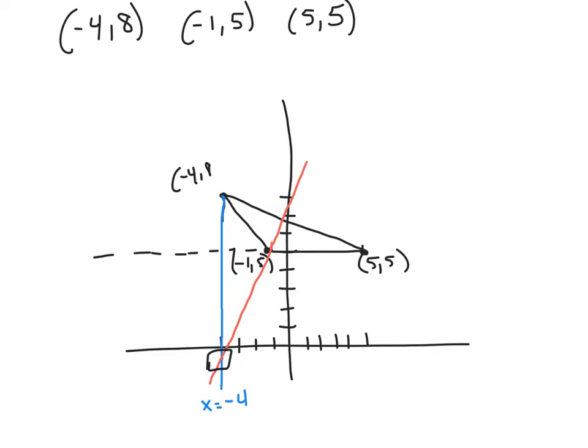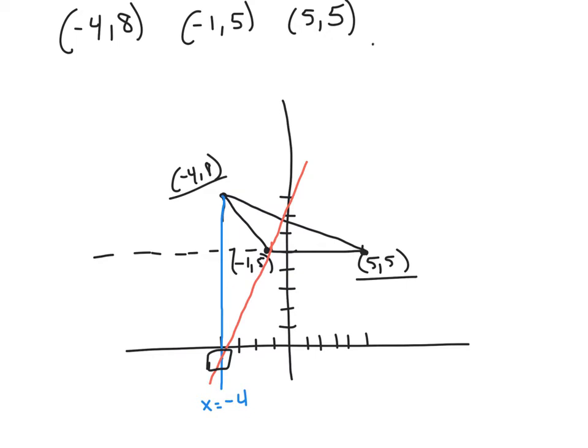Now, if I know the equation of the red line, I already know the x value of my orthocenter. The x value is going to be negative 4. So let's find the equation of the red line. The first thing I do know is these 2 points right here, negative 4, 8 and 5, 5. So I could find the slope of the line that has the points negative 4, 8 and 5, 5.